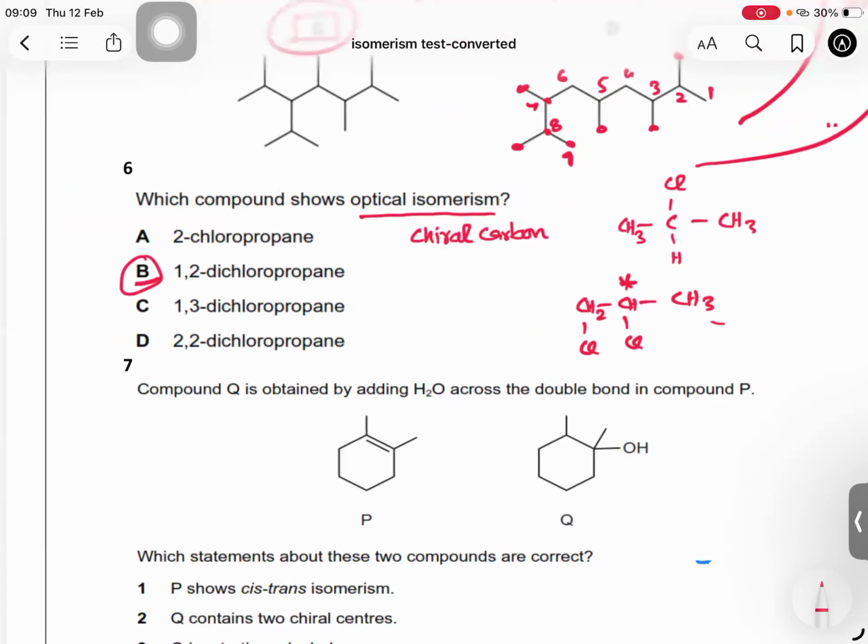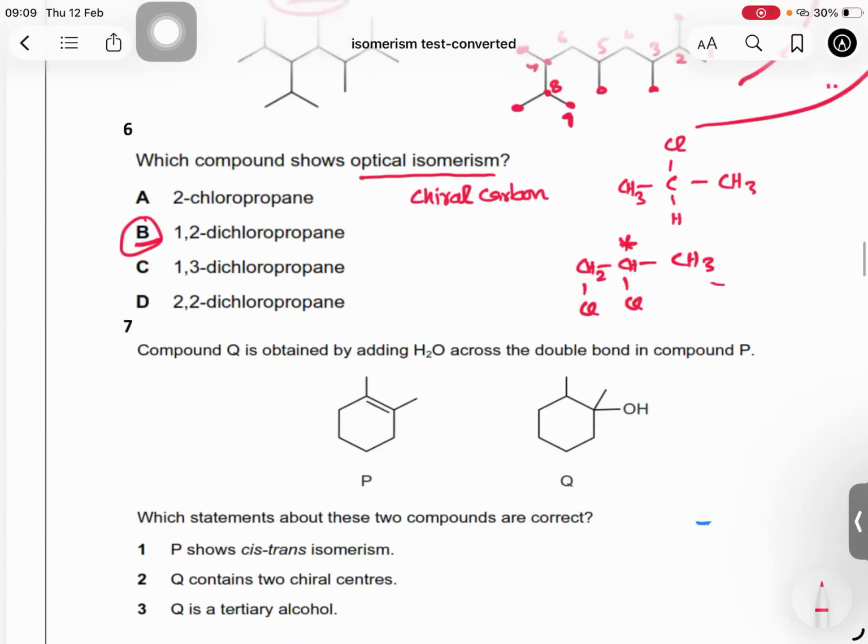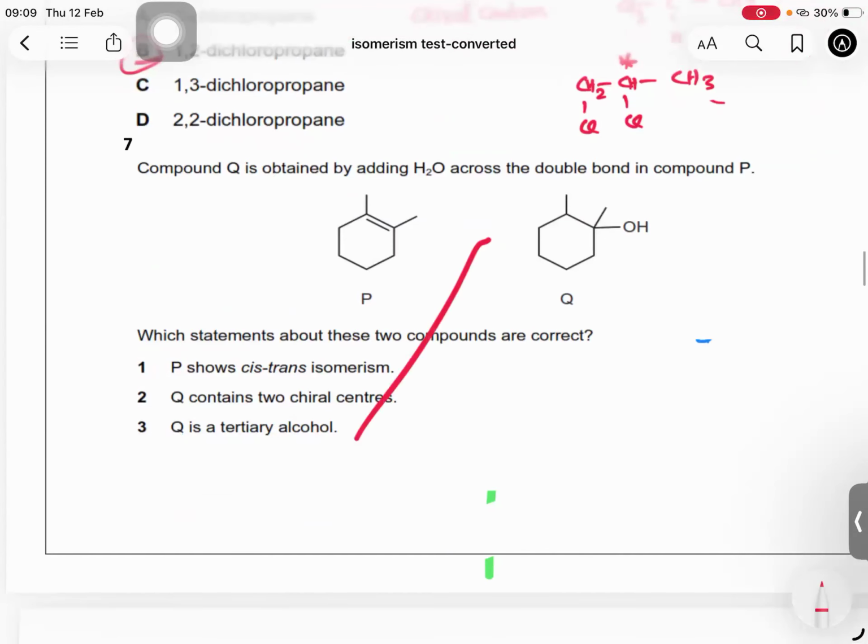So if it would not have been answered, then I'll go to the next and keep drawing the structure and looking for the chiral carbon. Optical isomers देखने का यही एक तरीका है. There's no other way. That is a repeat again.